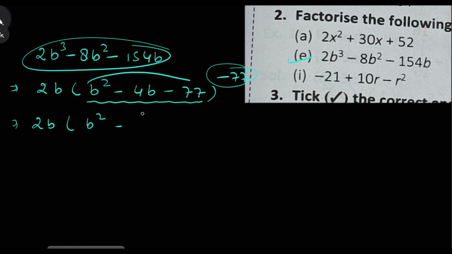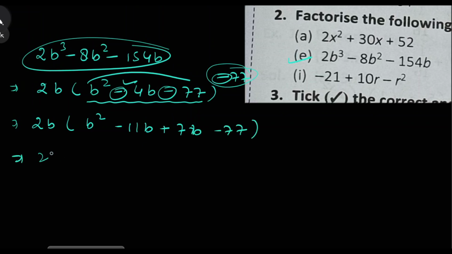But now the point is, what will be the sign of these numbers? As you can see, it is a minus here, and it is also a minus here, which means that one number should be negative and the other number should be positive. So the bigger number has the sign of minus and the smaller number has the sign of plus. So you will have it like this.